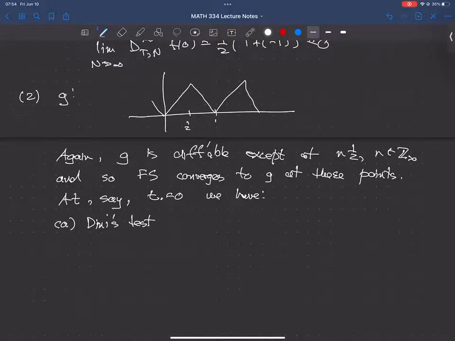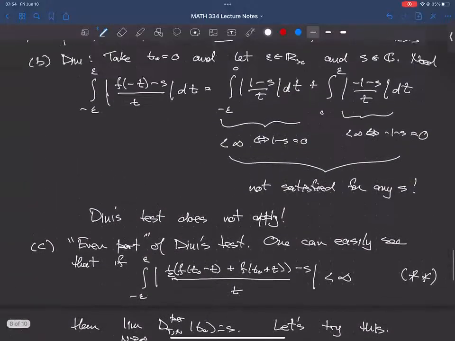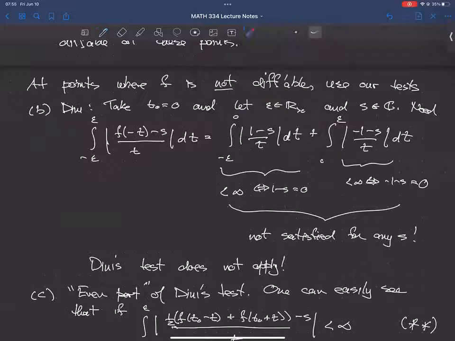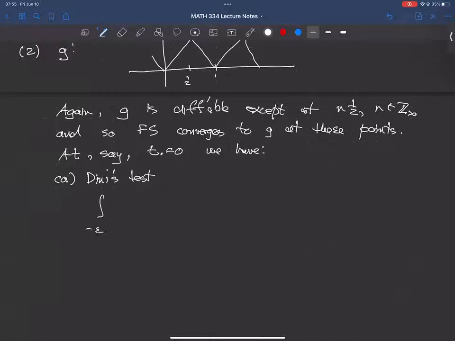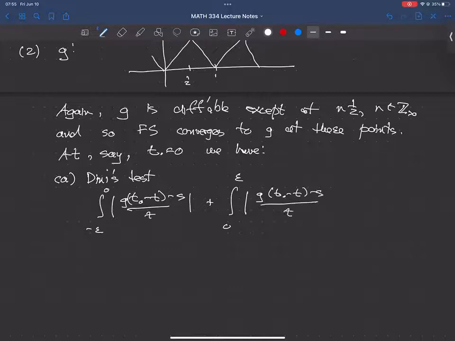Okay, and I'm going to go more quickly now through this, but the idea is going to be the same. I'm going to take my function and this integral, which needs to be finite, and break it up into two integrals. So I have the integral from minus epsilon to 0 of g of t naught minus t, minus s over t, plus the integral from 0 to epsilon of g of t naught minus t, minus s over t.